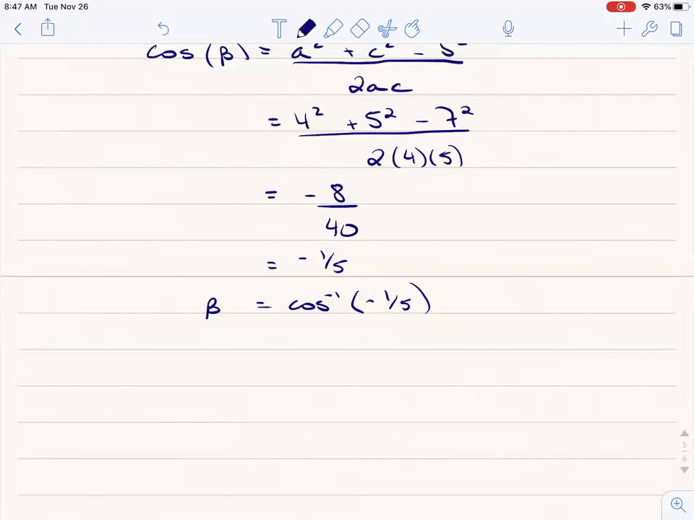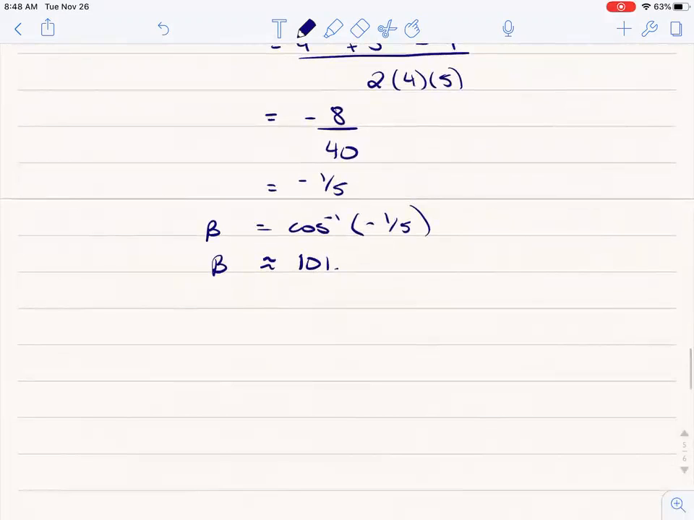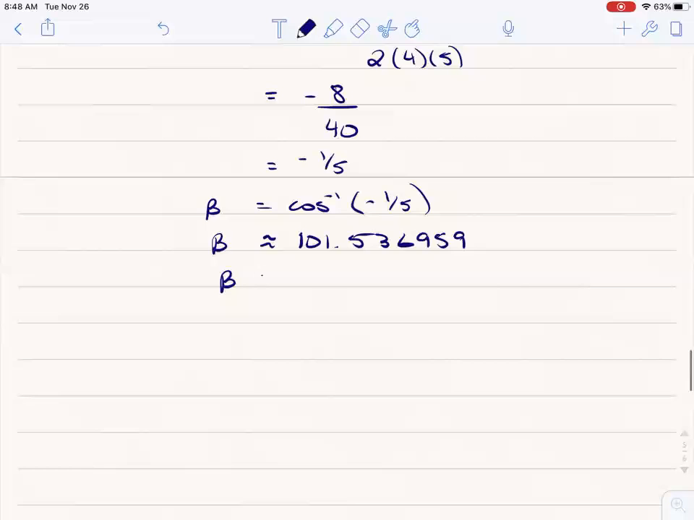So if we do -1 over 5 first, and then the inverse cos of that, I get beta is roughly 101.536959. To hundredths, beta is roughly 101.54 degrees.